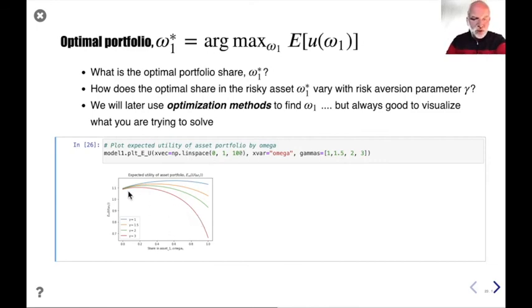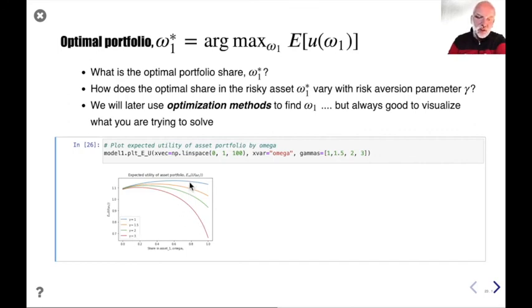And so what you see here are different graphs where you have omega, the portfolio share in asset 1, on this axis. As you go to the right, you invest more and more in the risky asset. If you go to the left, you put all your money in the safe asset, then the omega share is 0. And then there's a graph for different values of gamma. You have a risk-loving agent up here with gamma equal to 1, and at the bottom you have gamma equal to 3, a risk-averse agent.